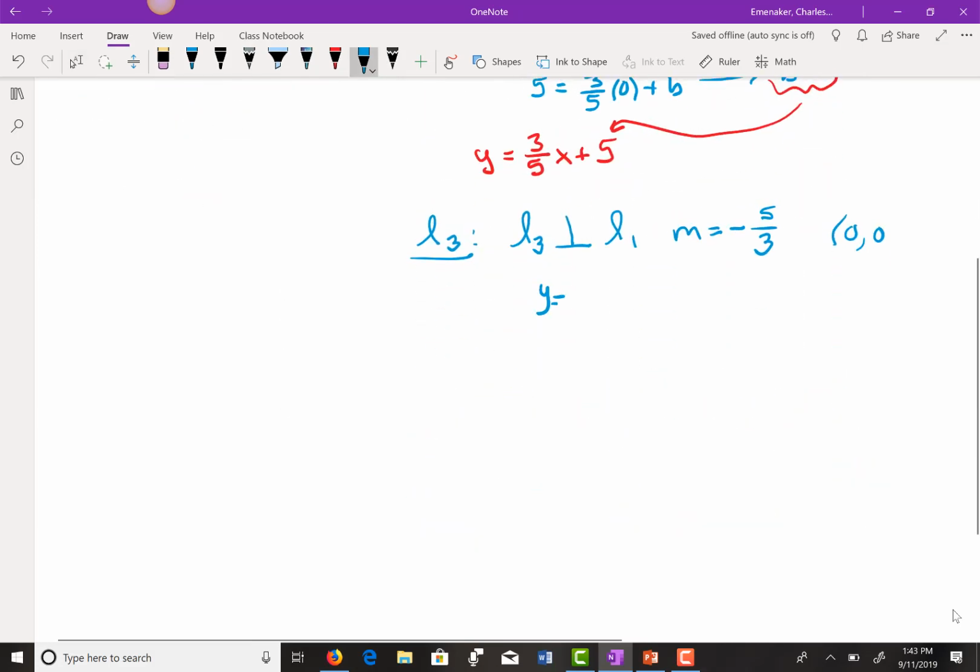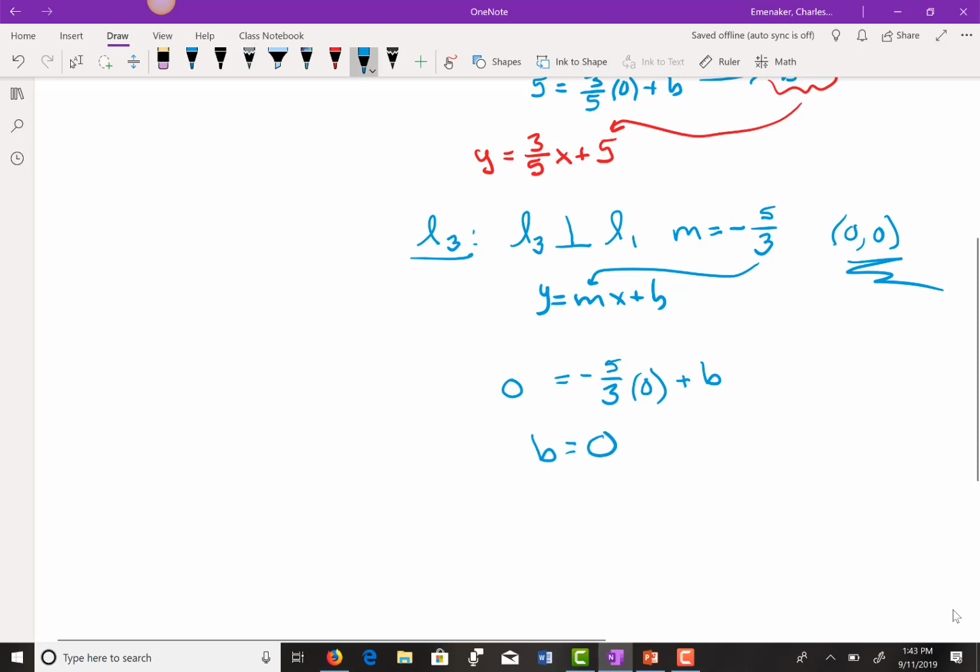Once again, using y equals mx plus b, we can substitute in our value for slope, and we're going to have a negative 5/3. The x value from our point is 0, plus b. The y value is 0. So what's b's value going to be here? It's going to be 0, isn't it?